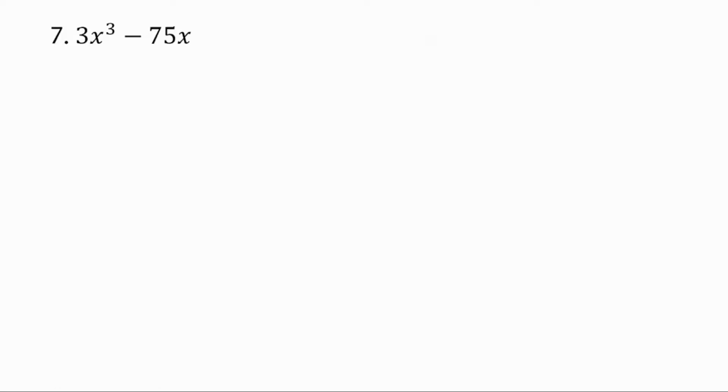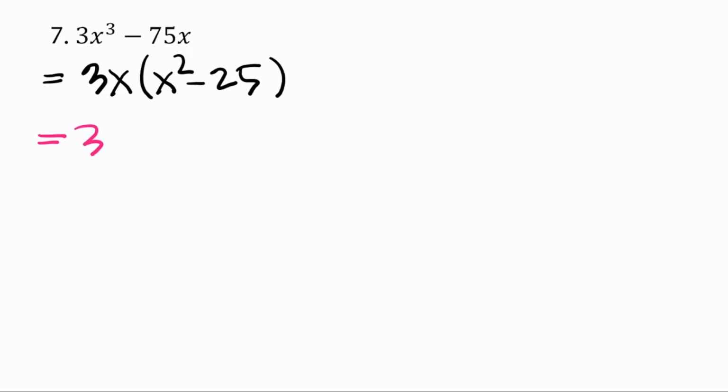Right, here we've got 3x to the 3 minus 75x. That's got a greatest common factor. I think the 75 is divisible by 3 because it's 25 times 3, so I can factor out a 3 and 1 power of x. Oh, and then I'm left with a difference of 2 squares. So I can say that's 3x times x plus 5 times x minus 5.